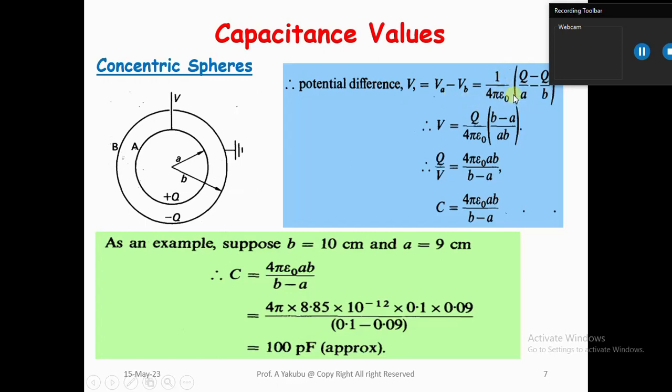And because we are discussing potential difference, remember the electric field intensity is 1 over 4 pi E naught, which is KQ over R squared. So 1 over 4 pi E naught, the charge of the smaller sphere minus the larger sphere divided by their radii. If you simplify this, you have voltage equals Q, because the Q here comes out, Q over 4 pi E naught times B minus A over B.